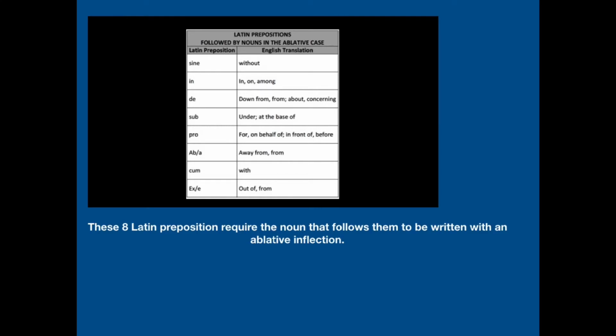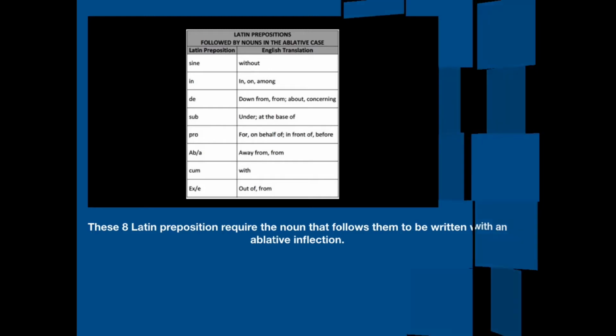They are on the picture on this screen and also on one of the handouts that you downloaded from this lesson. To say that a preposition requires the ablative case means that the noun that follows it must be written with an ablative inflection. You might want to have your noun inflections chart in front of you as we look at the rest of this lesson.